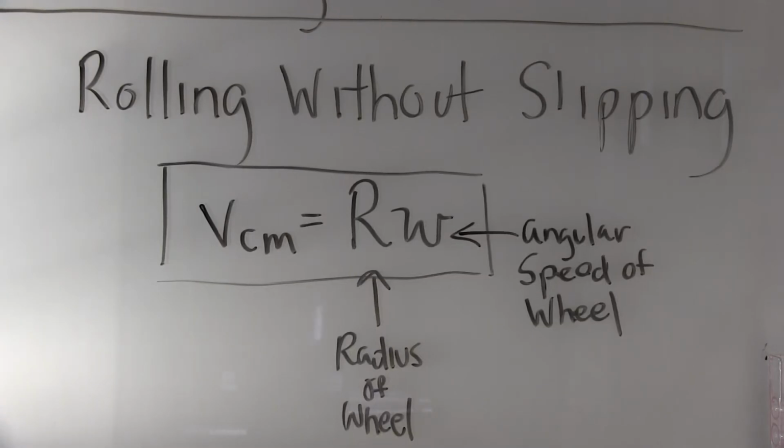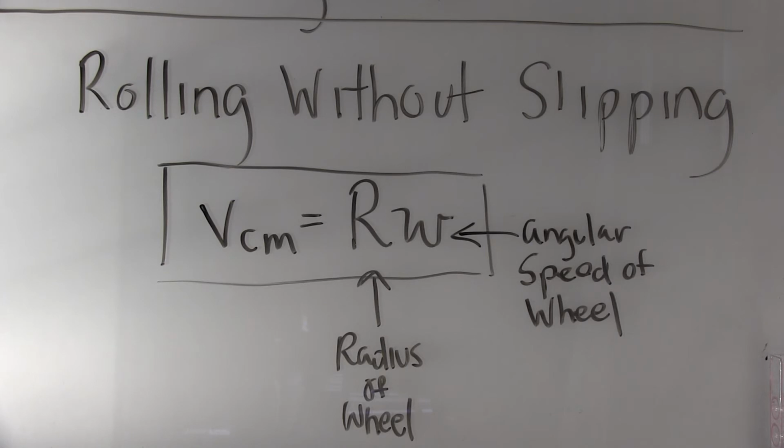A special case of this combined translational and rotational movement is rolling without slipping. We can view the motion in an inertial frame of reference in which the surface on which the wheel rolls is at rest. In this frame, the point on the wheel that contacts the surface must be instantaneously at rest so that it doesn't slip.